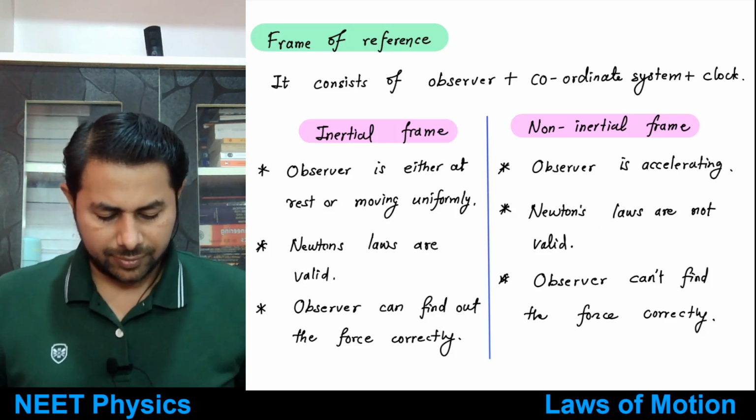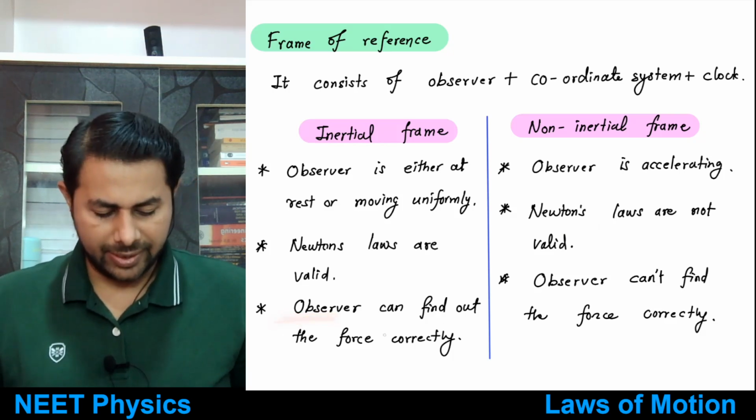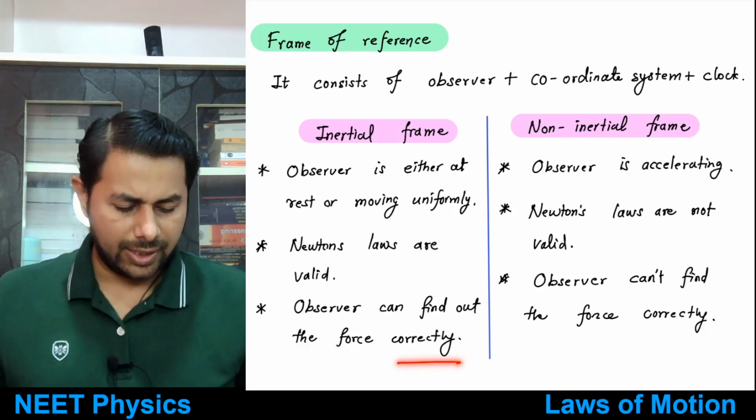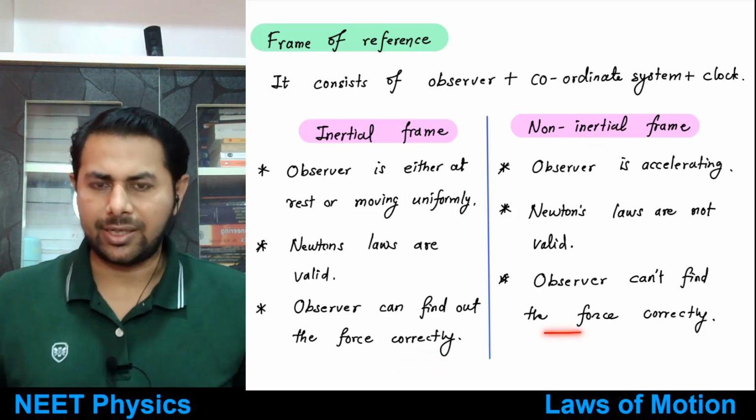This observer can find out the force that is acting on anything correctly, and this non-inertial observer cannot find out the forces correctly. Is this clear? Yes, no?